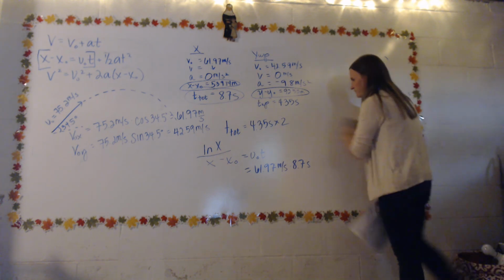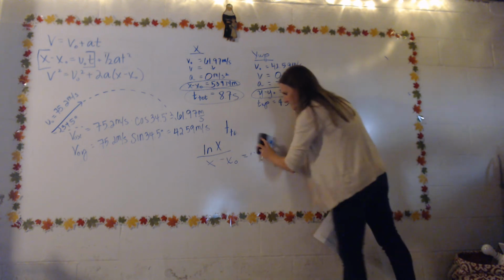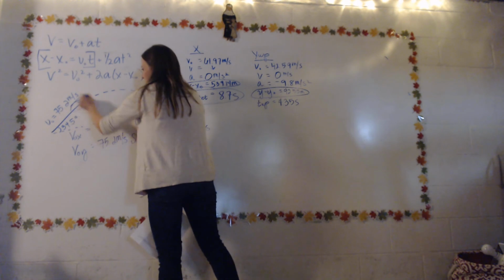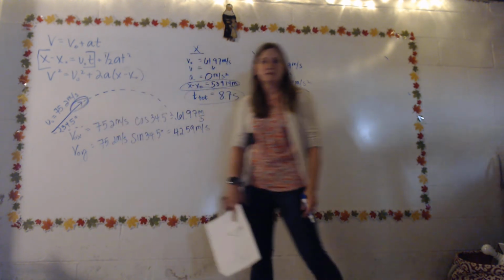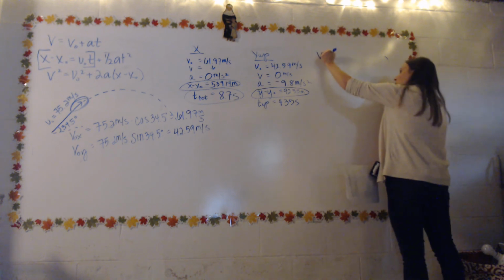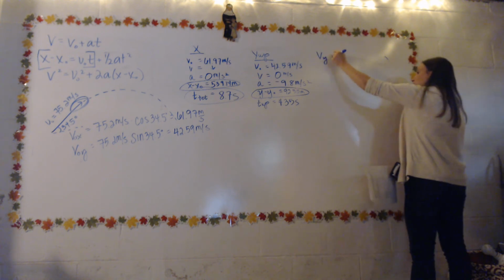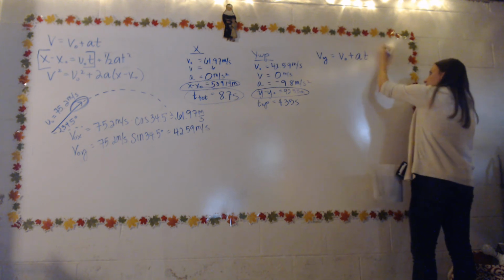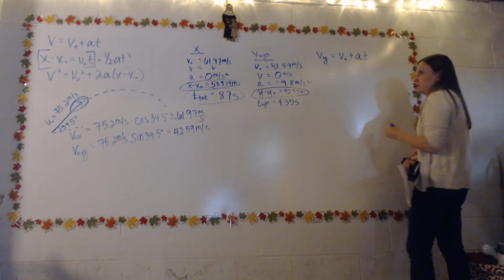All right, so we want to find the velocity 1.5 seconds after firing. That's going to be somewhere around here. It's on its way up. It's not at the top yet. So the velocity in y is equal to the initial velocity in y plus the acceleration times the time. That's the easiest way to figure out the velocity in y.